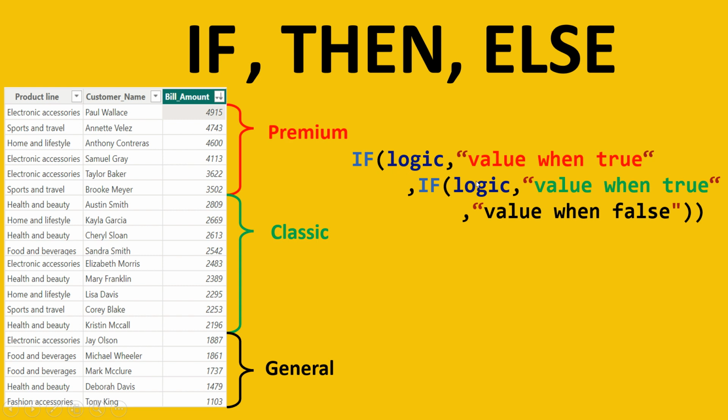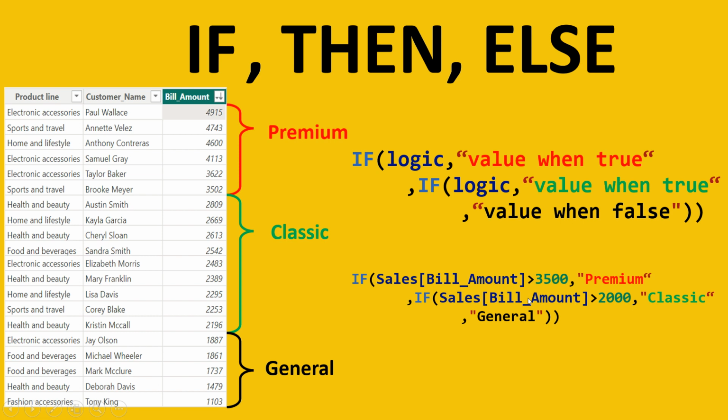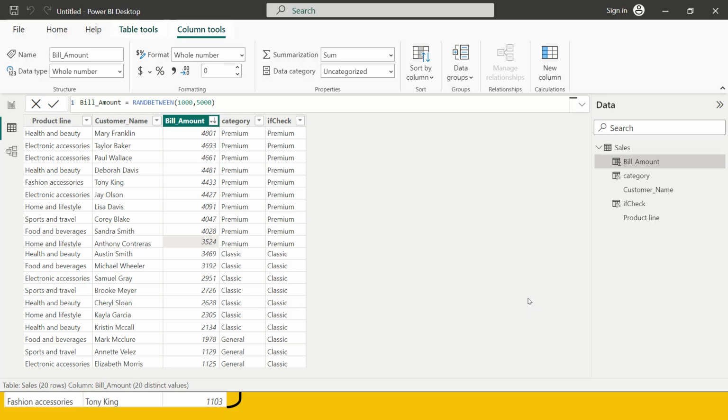The first line which you see over here is the first condition. Give your first logic, which is greater than 3500, then the value when it turns out to be true, which will be premium. Then give the second logic, which is if the bill amount is greater than 2000, then what value should be produced, which is classic. If neither of these two conditions is met, then the value we want to produce is general. The formula should look something like this. Now I'll quickly take you to Power BI and help you understand with an example.